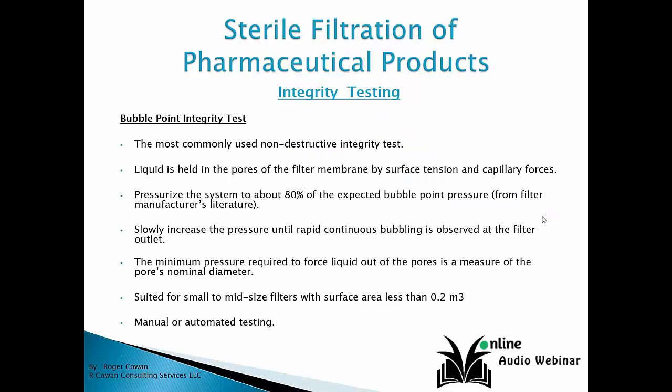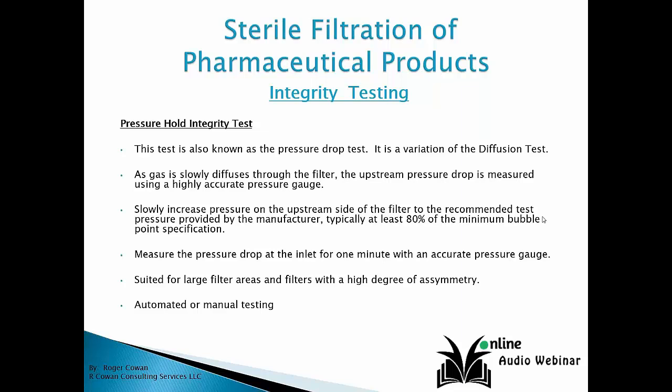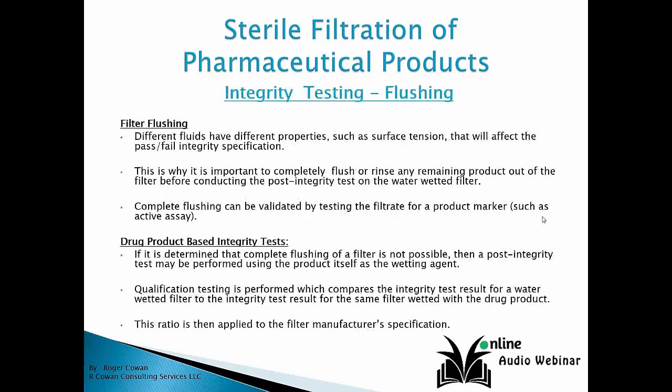The main one that's used is bubble point integrity testing. It's most commonly used. It's non-destructive. The second method is diffusion integrity test. Another similar test is a pressure hold integrity test. Now, I referred to this one earlier for hydrophobic filters, the water intrusion integrity test. Okay, so when you're performing integrity testing, something called filter flushing becomes very important.